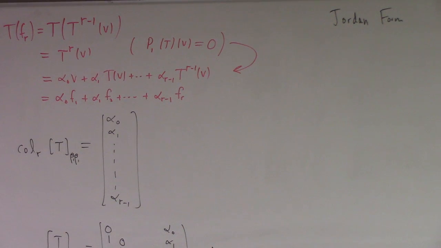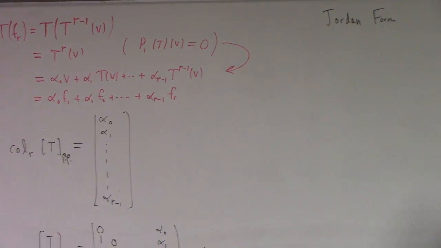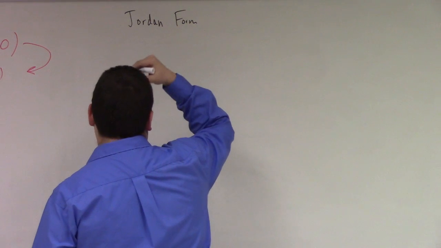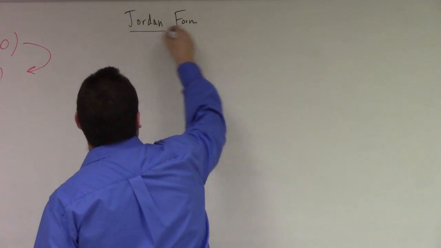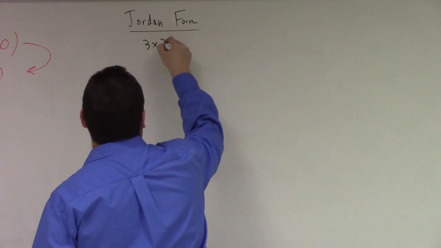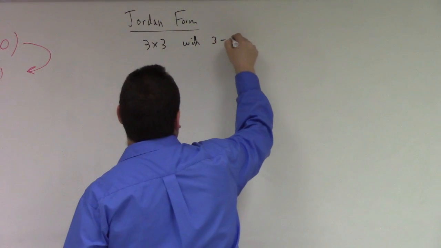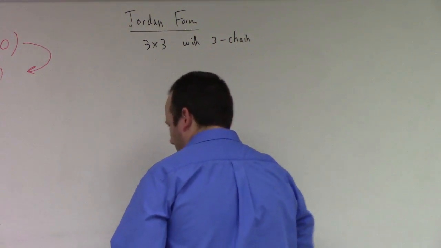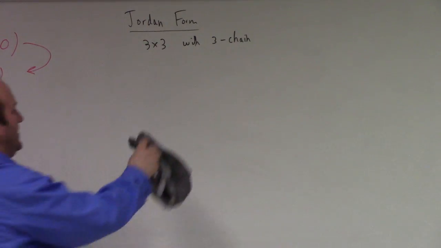These things will happen. But the Jordan form, on the other hand, let me be much more specific. For the Jordan form, you might have, for example, a 3x3 matrix, right? And you need a 3-chain. I need to talk about the big picture just for a second here.